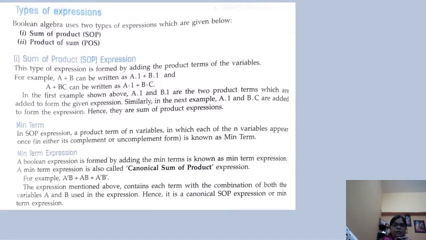How are min term expressions written? Min term expressions are written like a not b plus ab plus a not b not. The SOP expression is also known as the min term expression. When the expression is written in this variable form, it is also known as canonical sum of product. A Boolean expression formed by adding min terms is known as a min term expression, and this is also called canonical sum of product.